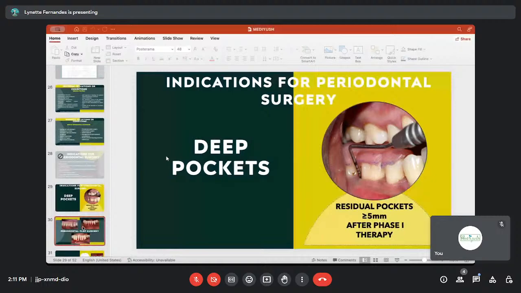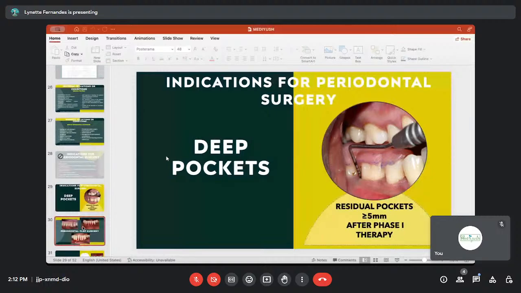Definitely, in patients with bone defects, there is an indication for surgery. You can see this is the defect. I'll show you a case. Now you can see this case, a 10 mm pocket. An IOPA was taken, and you saw this in the X-ray.